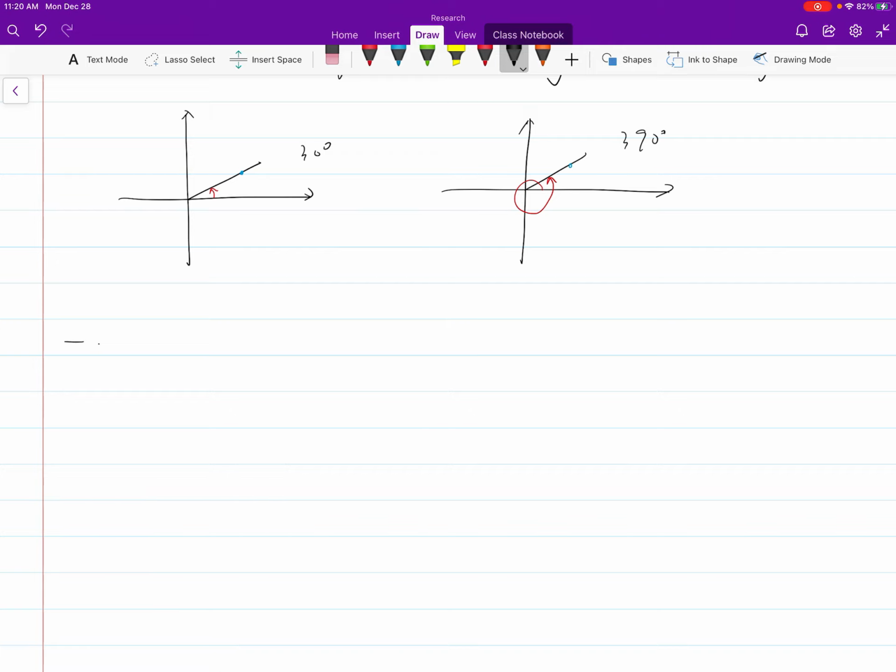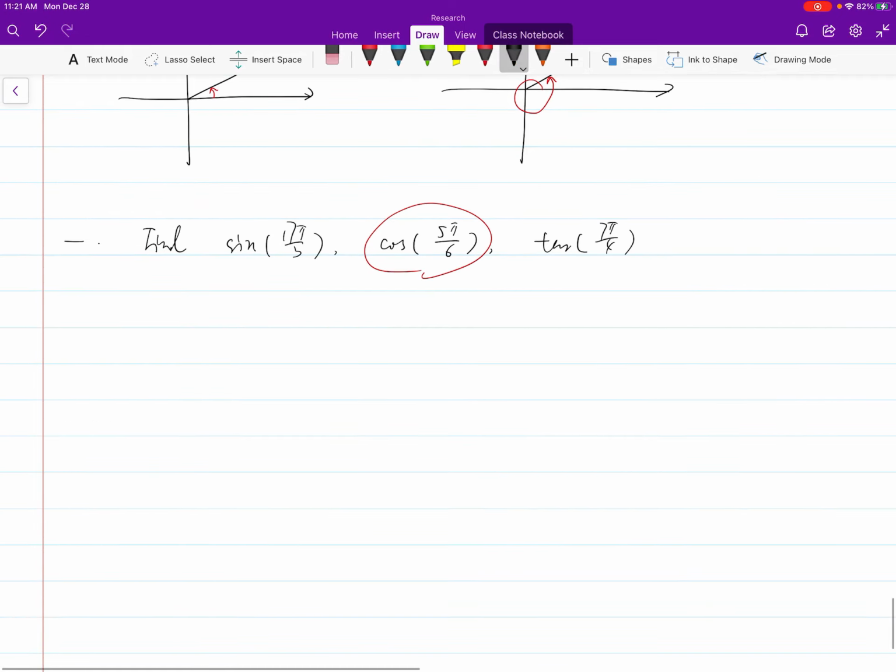So, for your record, try to find the following values without using a calculator because we are using special angles. Sine 7 pi over 3. Remember, it's related to pi over 3, which is 60 degrees. Try to find cosine 5 pi over 6. Try to find tangent 7 pi over 4. We will go over just one of them.